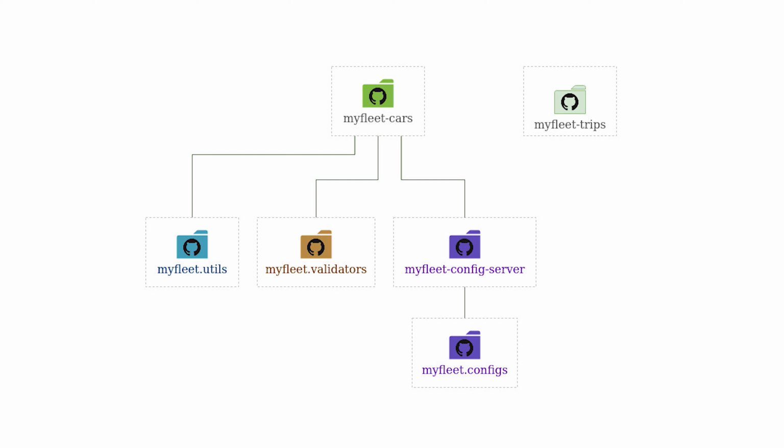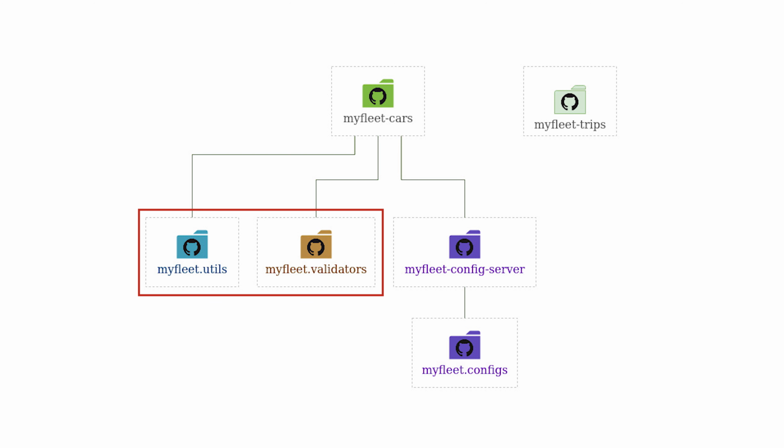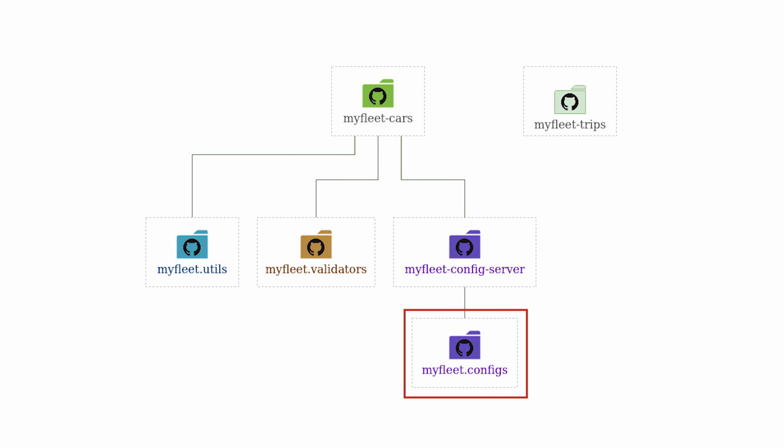This is a package interaction, and each package is literally a particular Git repository. The relationship of my fleet cars is only shown for this particular purpose, mainly for clarity, and each microservice will inherit and reuse the underlying infrastructure. Utils and validators are defined as independent jar repositories. All the configuration is defined in my fleet configs Git repository.